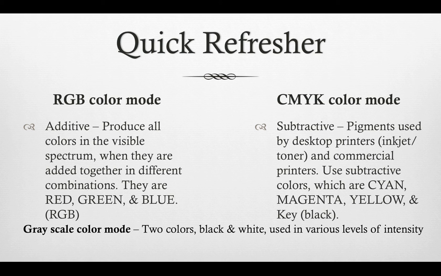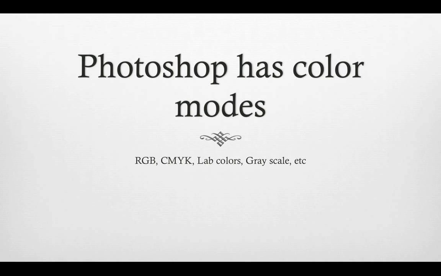CMYK color mode is subtractive. These are the pigments used by desktop printers such as inkjet or toner, and commercial printers. And these colors are cyan, magenta, yellow, and key. K is key, also known as black. Grayscale color mode is black and white, used in various levels of intensity.